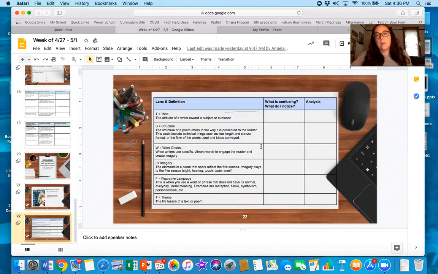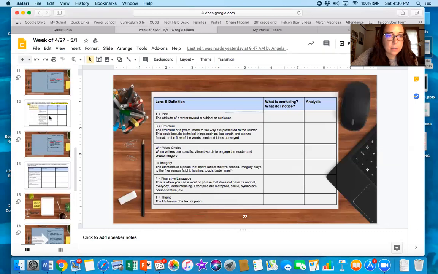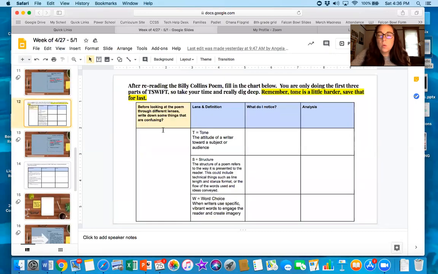So we actually modified the document a little bit. Let me show you. You're going to see it this week like this. Remember yesterday how I talked about how you want to look for what's confusing first? We made this confusing column. So you're going to put all of your notes here about what you look up from Google, and then you'll go over and do tone, structure, and word choice. Remember to save tone for the end. It's a little bit trickier, and you'll do notice and some analysis.